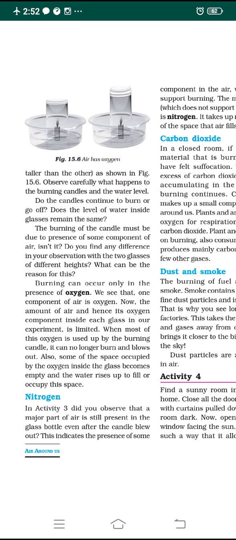Okay, so you observe carefully here what happens to the burning candles and the water level. So what happens to the candle which is burning? And what happens to the level of the water? You have to think of this.